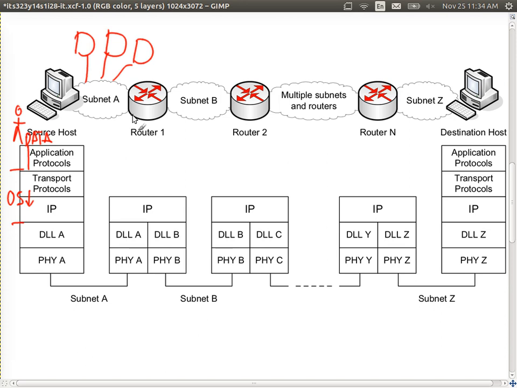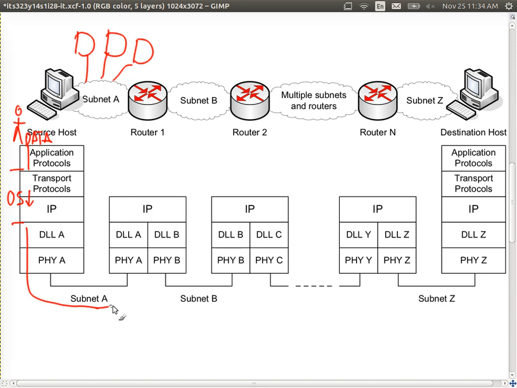The next path in the routing table. Remember, routing tables tell us what path to take. The routing table inside the source host would say, if you want to send to this destination host, the next node in the path is router 1. Therefore, you should send to router 1. So the routing table is used here to determine who to send this to across the next hop.